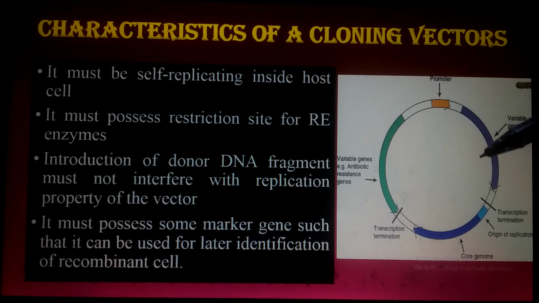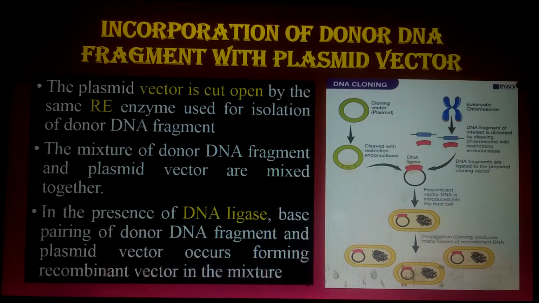It must possess some marker gene, and marker genes are used for the selection of the particular clone from the thousands and millions of bacterial colonies. Is it clear? So this selection marker, you can say, is any antibiotic resistant gene. Okay.